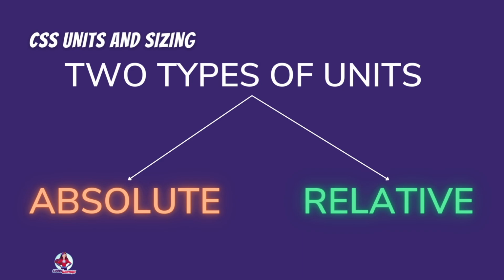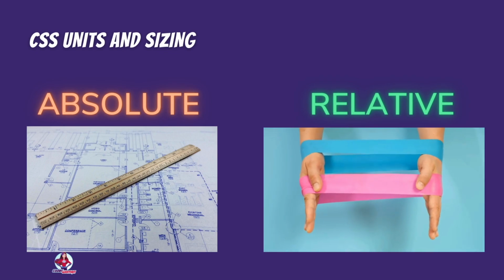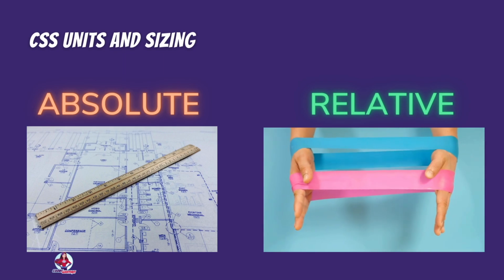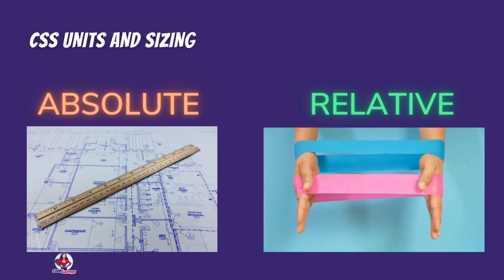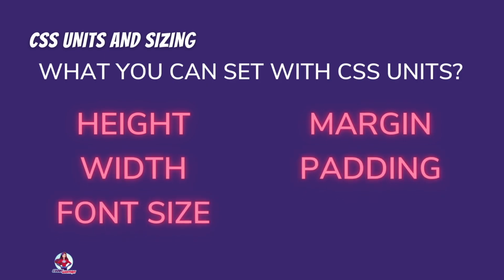In CSS, we have two types of units: absolute and relative. Think of absolute units like a ruler with fixed measurements, while relative units are like a rubber band that stretches or shrinks. You may know it from a gym. We can use these units to set many CSS properties that take a length, including width, height, font size, margin, or padding. You'll also learn about margin and padding more in the box model lesson.